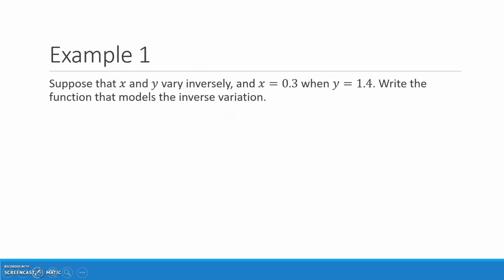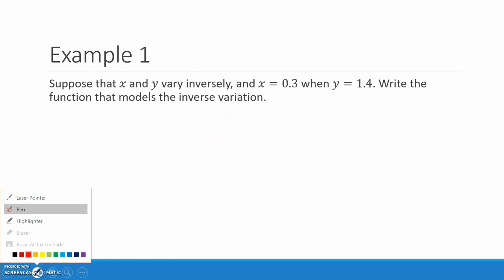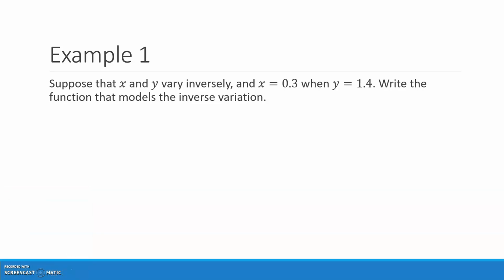So suppose that y and x vary inversely, and x equals 0.3 when y equals 1.4. Write the function that models the inverse variation. So our formula for inverse variation we said that we're going to use is y equals k divided by x. Direct variation was k times x, inverse is divide them, k and x. Substituting these in, we get 1.4 equals k over 0.3.